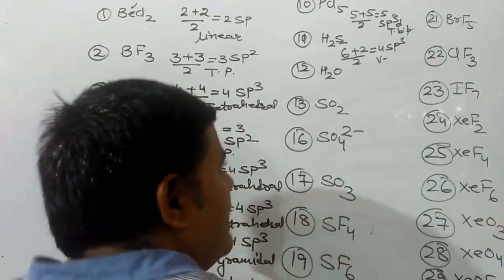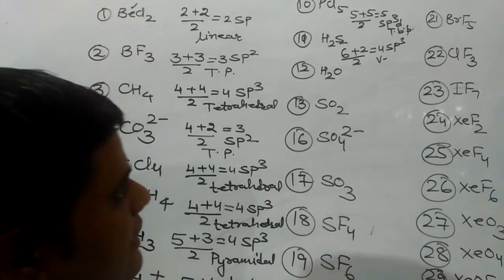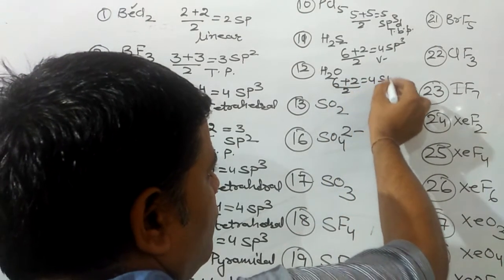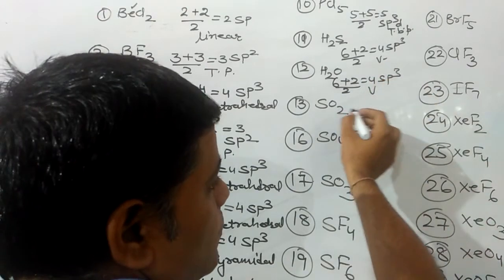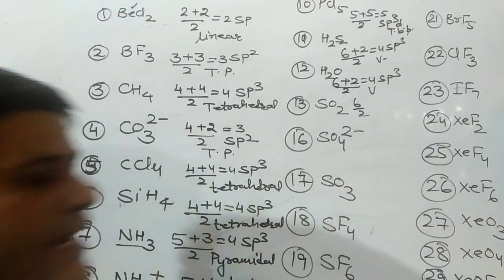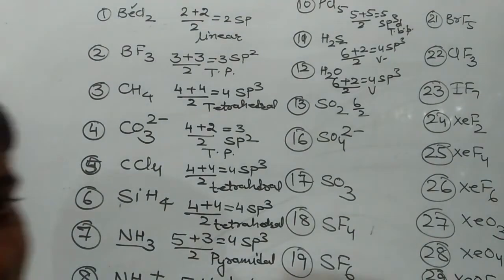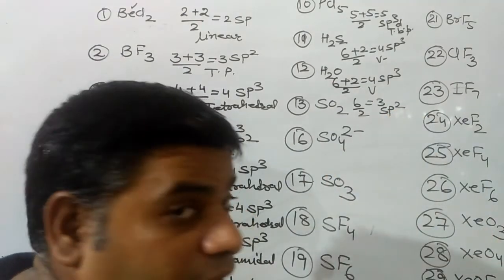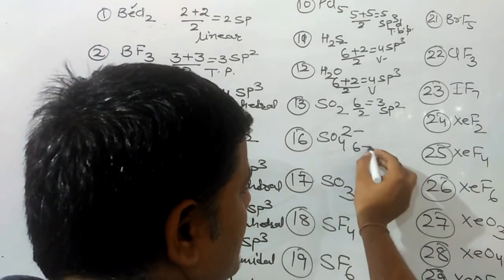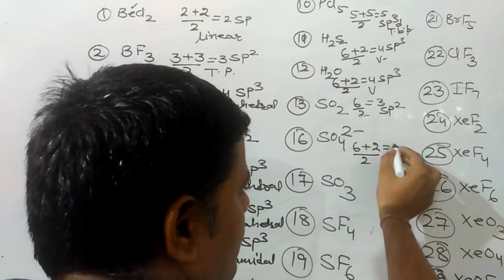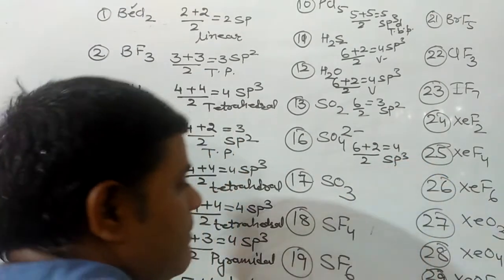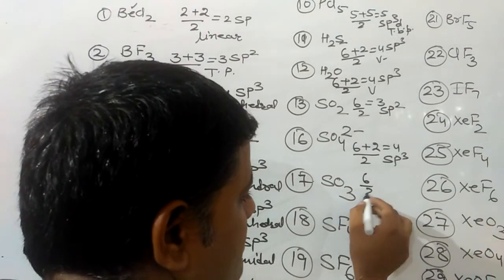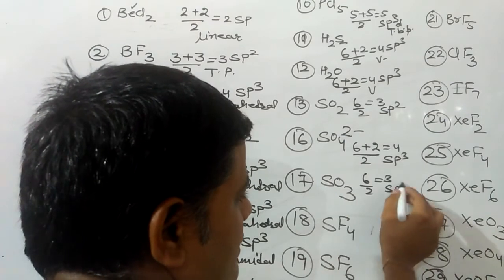H2S: 6 valence electrons of sulfur plus 2 monovalent hydrogen atoms upon 2, 4, sp3, but shape will be V shape or bent shape. Similarly for water, oxygen 6 valence electrons plus 2 upon 2, 4, sp3, V shape. SO2: 6 by 2, as oxygen is a divalent atom, we need not add it, 6 by 2 comes out to be 3, sp2, V shape. SO4 2 negative: sulfur 6 valence electrons plus 2 negative charge upon 2, that comes out to be 4, sp3, so it will be tetrahedral. Next one is SO3: 6 by 2, that comes out to be 3, sp2 trigonal planar.